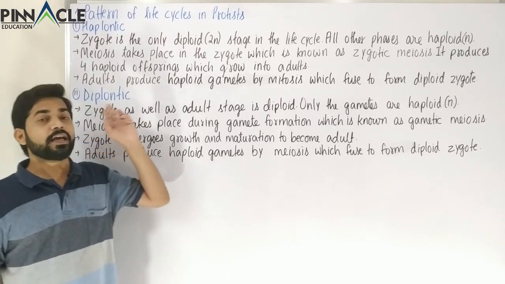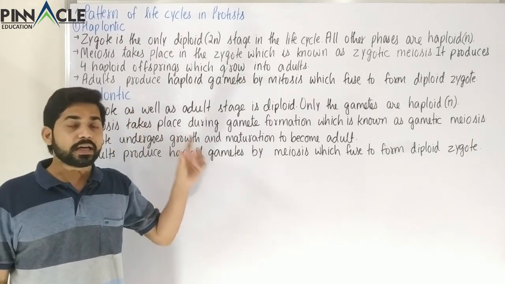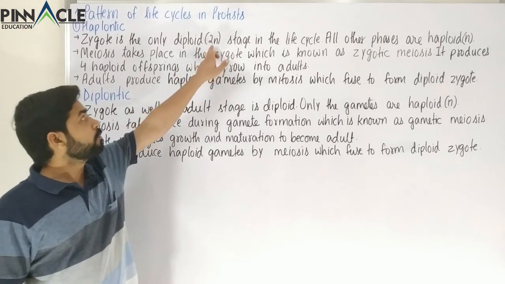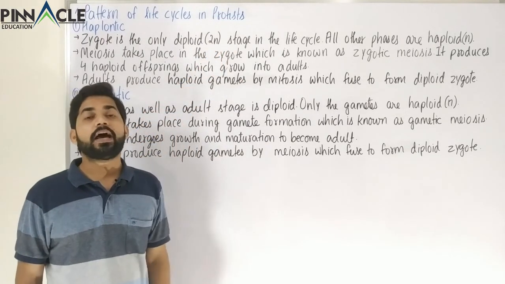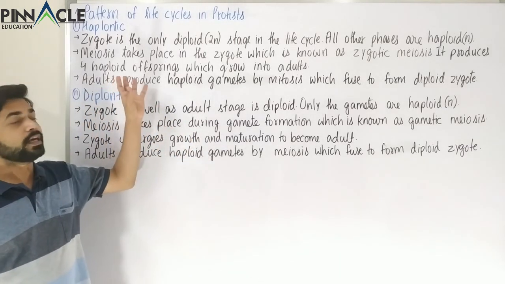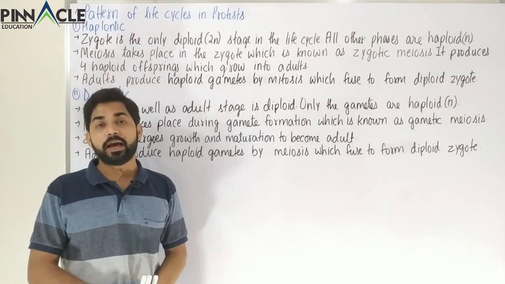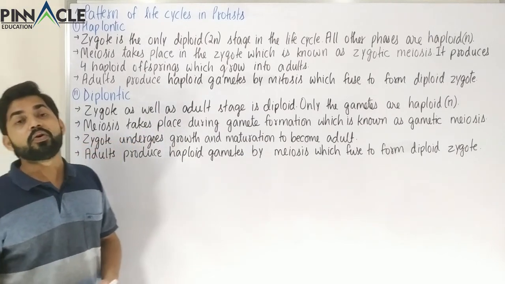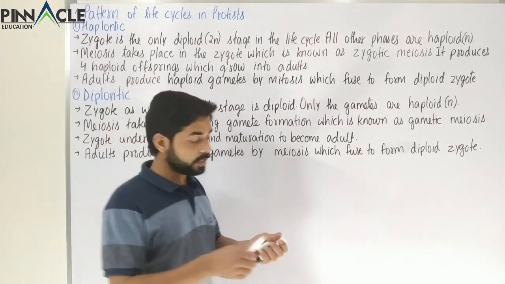So here we can see the zygote is the only diploid stage. The zygote has 2n number of chromosomes. The symbol for diploid is 2n, and after that all other phases are haploid, and the symbol for haploid is n. So the zygote is 2n, diploid, and all the other phases will be haploid. And meiosis is happening inside the zygote. When meiosis takes place in the zygote, it is called zygotic meiosis.